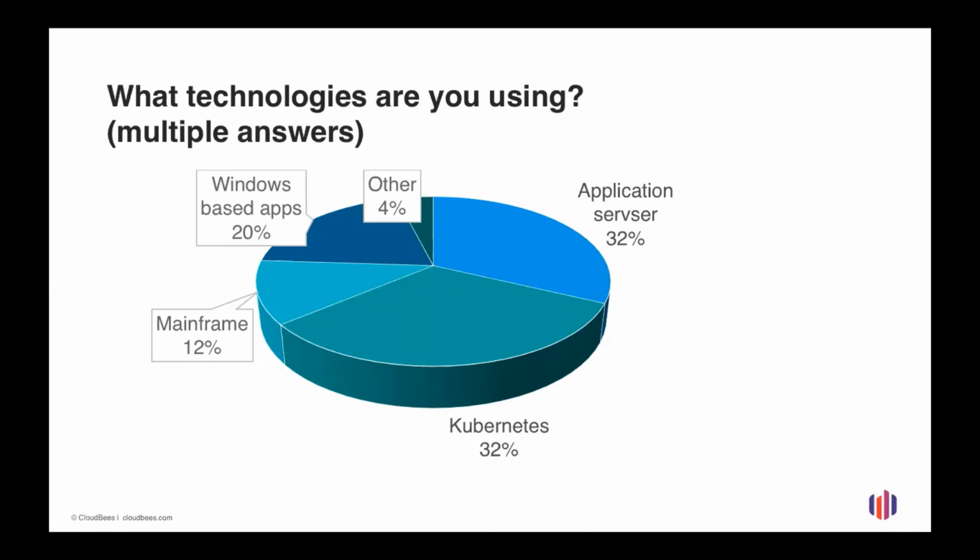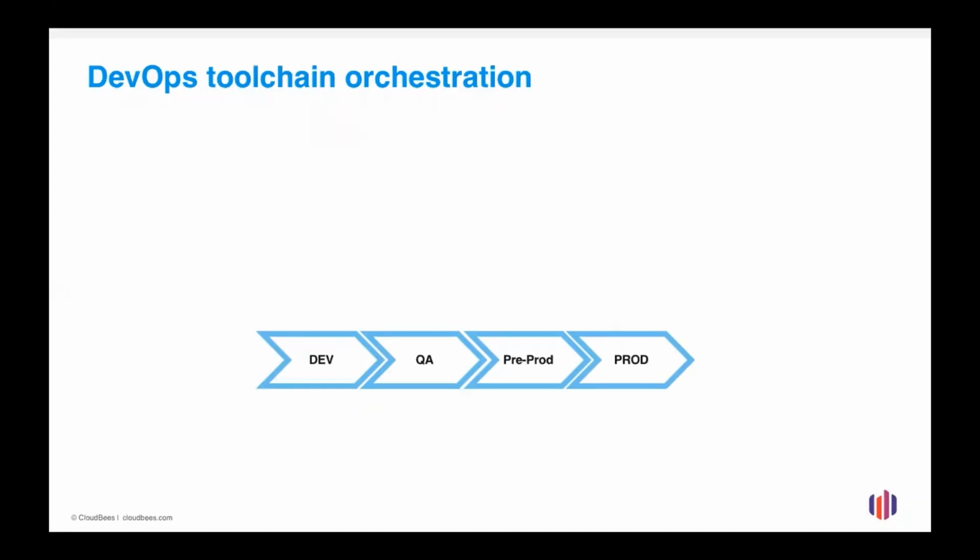We have to address mainframe as a legacy platform, but we also have to address Kubernetes because this is the trending technology. And they will probably have to live together for a very long time. So orchestrating the release means addressing all these types of technologies.